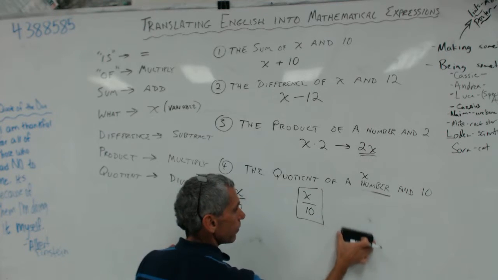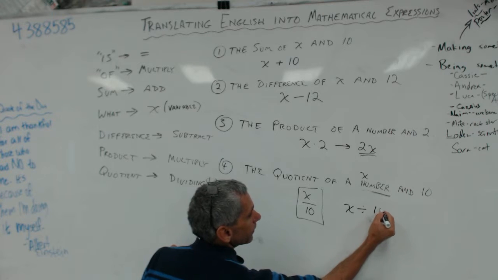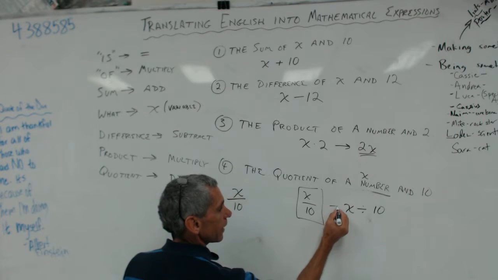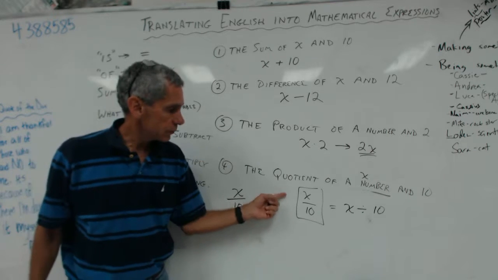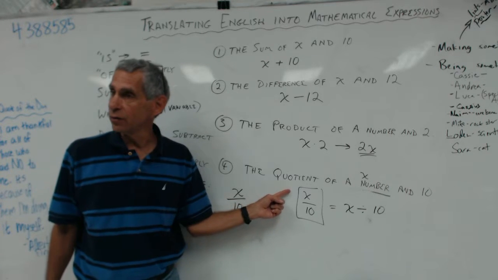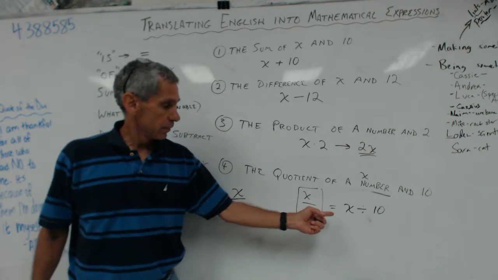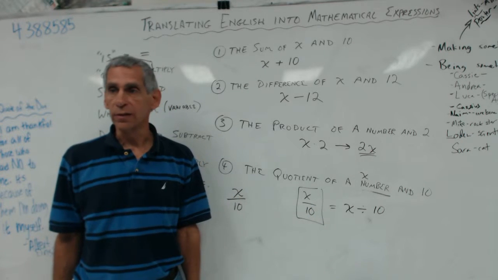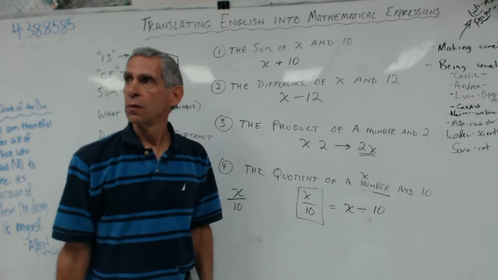Now, some people may have written it like this: x divided by 10. But those are the same thing, so you can write either one. In algebra, it's often very useful to put them into a fraction form. But it doesn't matter. It's the same problem.